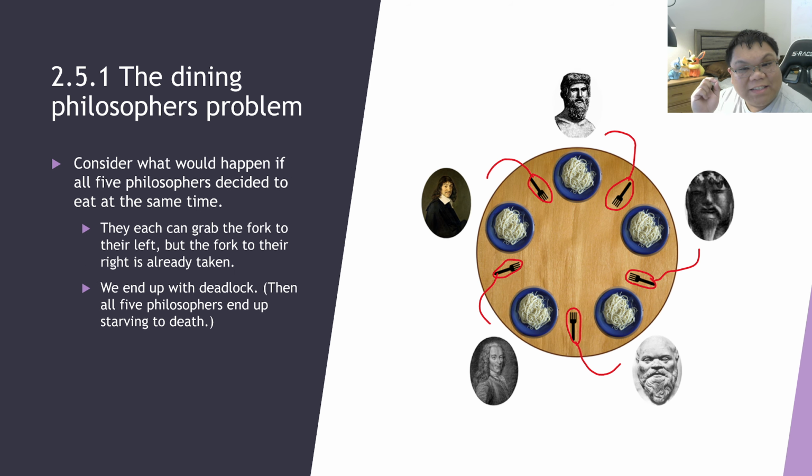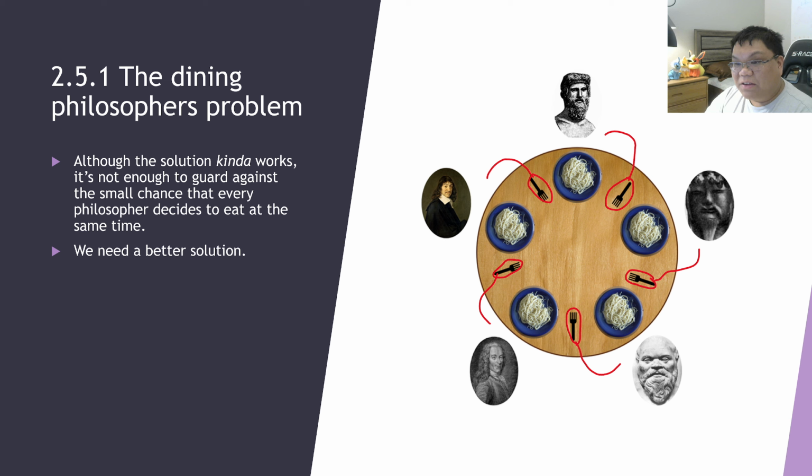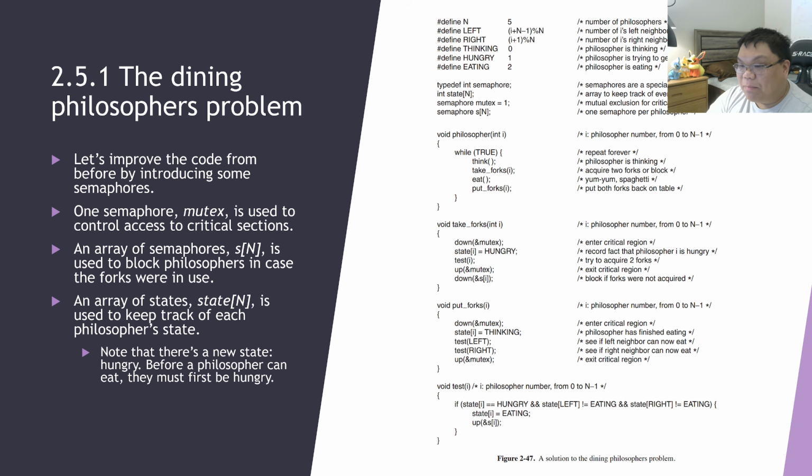there is still the slim possibility that all 5 philosophers might want to eat at the same time. They each grab the left fork, but they can't grab a right fork because it's taken already by the philosopher on their right. And we end up with deadlock, and all 5 philosophers starve to death. Although this solution kinda works, it's not enough to guard against the possibility of this happening. So we need a better solution.